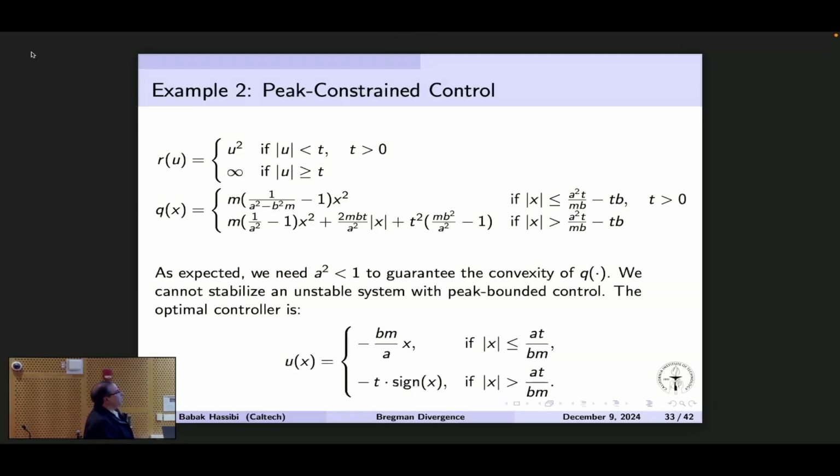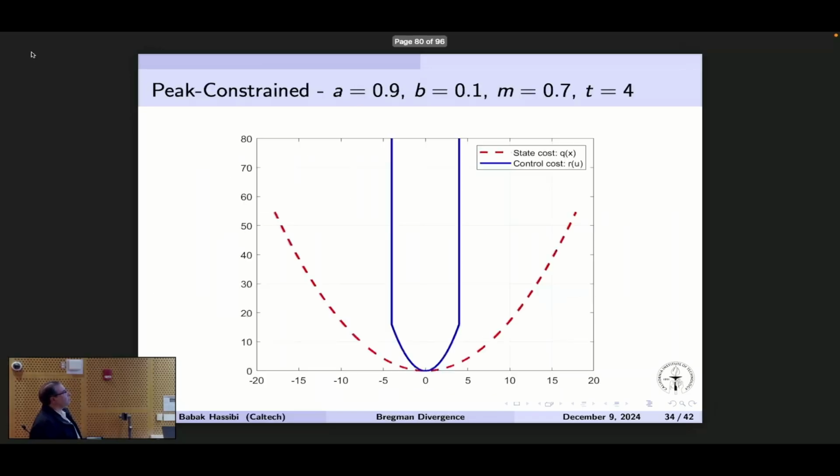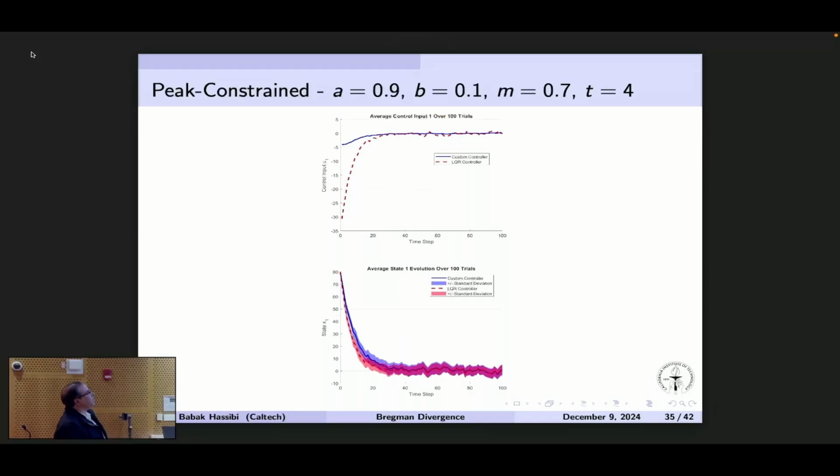The controller, again, is piecewise. It's actually interesting. It's linear up to a point, and after that point, it just levels off at t, as you would expect. Let me show you the performance. So again, here is the cost on the controller. It's infinite once, I guess I took t equal to 4 here. And for this value of m, we thought this was a reasonable cost on the state. And you can kind of see the performance.